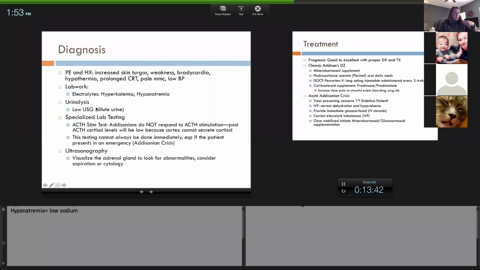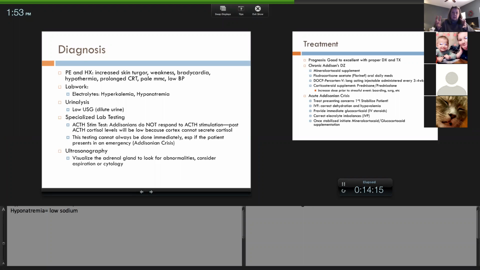So for lab work, the key here is to run electrolytes. Normally, the standard lab work is a CBC and a chem. Depending on your clinic, we have a separate electrolyte analyzer at VCA. Not every clinic has one, but they should. Some chemistry panels you order will include electrolytes. But if you're doing in-house lab work, you have a CBC machine, a chemistry machine, and sometimes an electrolyte analyzer.